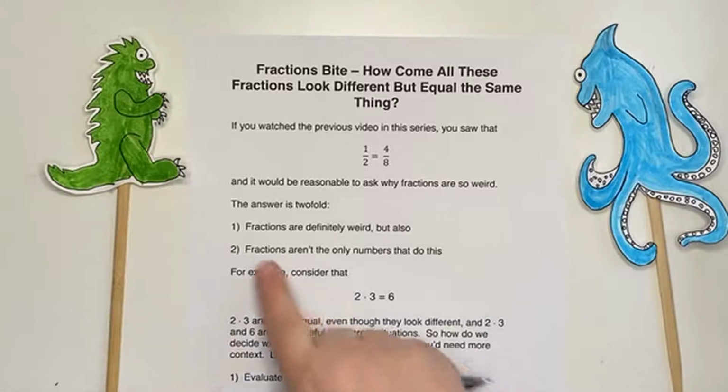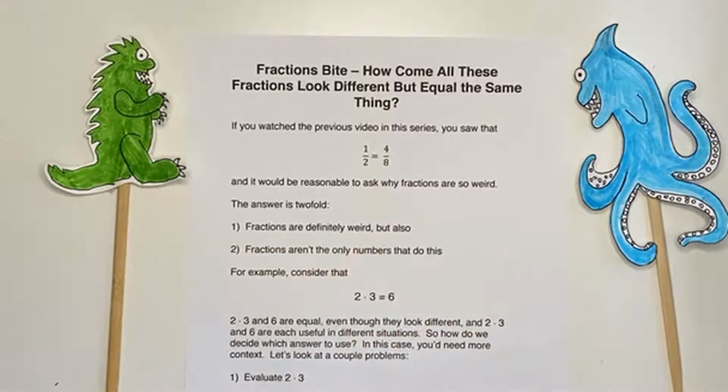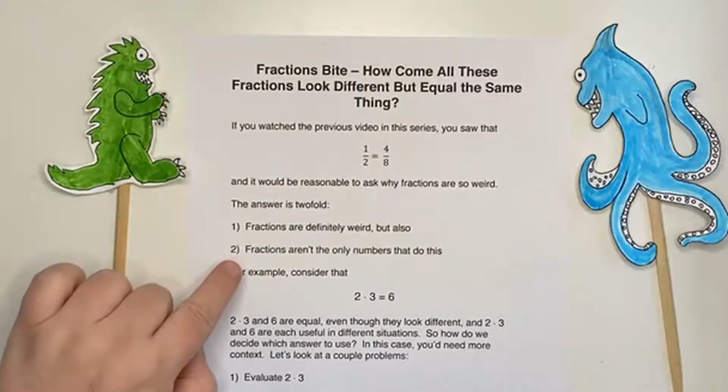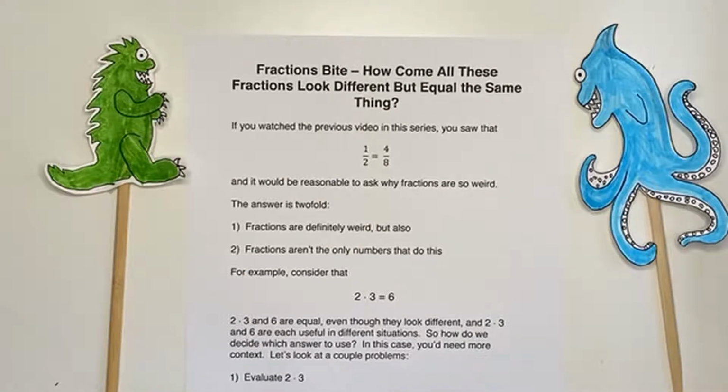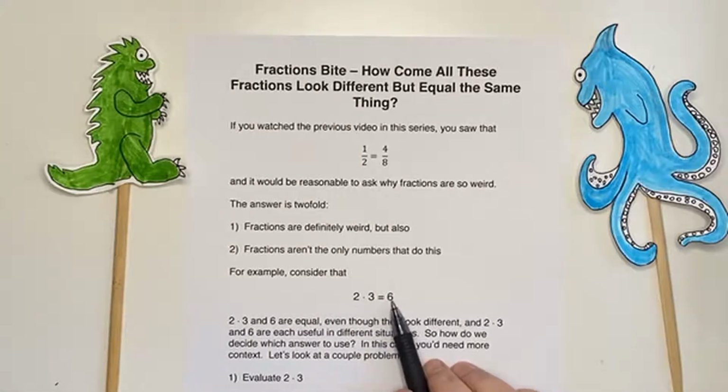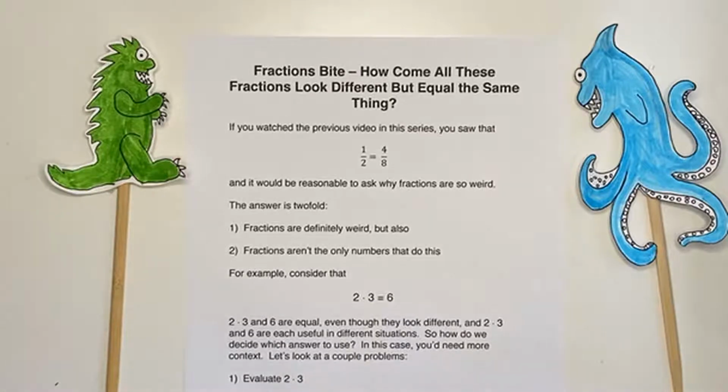one, yes, fractions are definitely weird, but fractions aren't the only numbers that do this. So let's take a look at some other numbers that do this. I picked 2 times 3 equals 6. So we have two different expressions that are equal to each other.